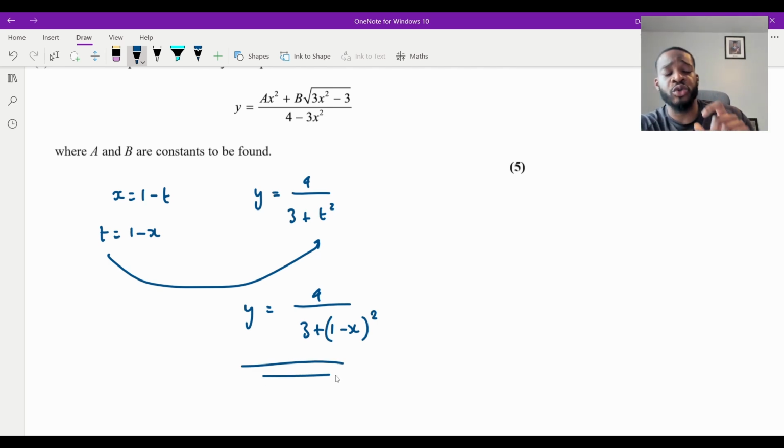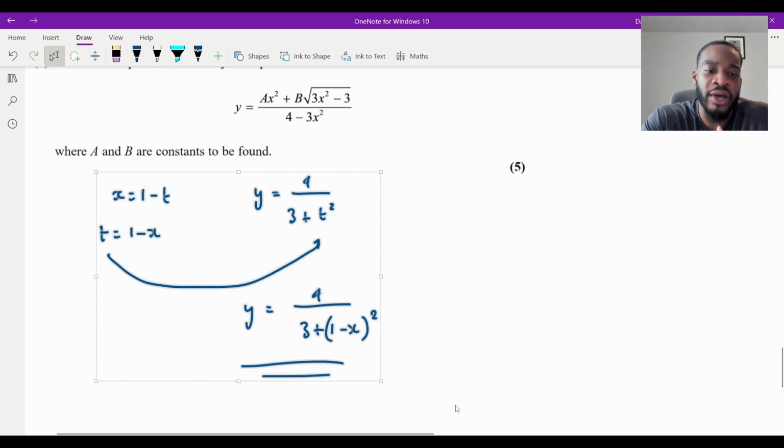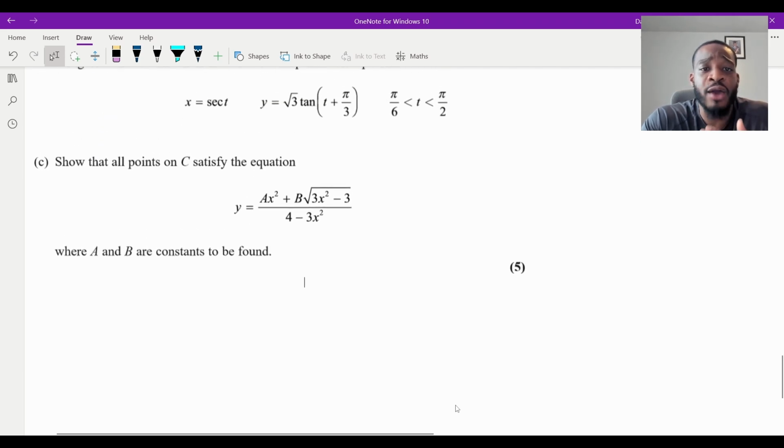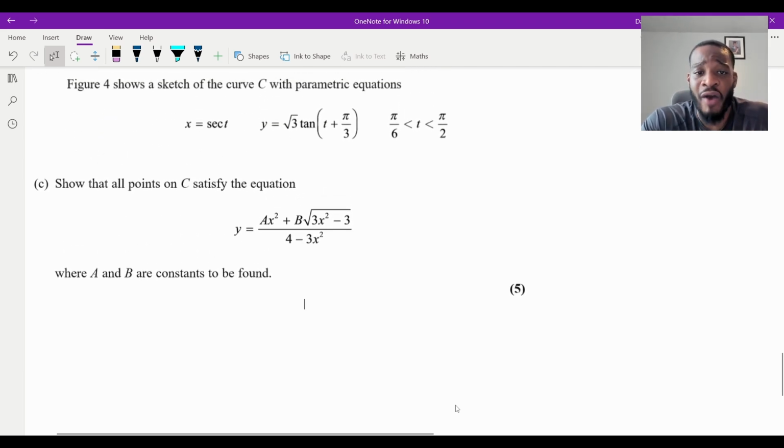Now, this is where you have to rearrange. When you're dealing with parametric equations that have trig involved, you can't do that. So what you need to rely on is your trigonometric identities. They are super, super important. That is how you convert from parametric to Cartesian when you're doing these types of questions.